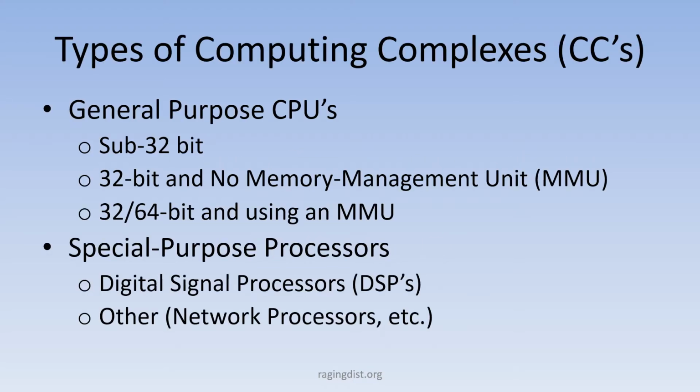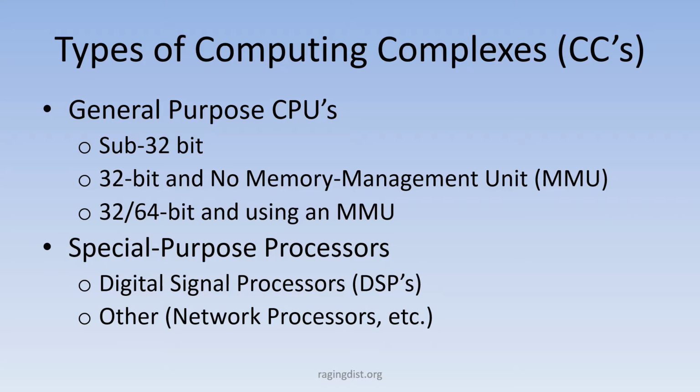So there are two categories I have for different computing complexes, and this excludes a lot of the computing complexes you can have: general purpose CPUs and special purpose processors. I'm going to divide the general purpose CPUs into three categories. Anything less than 32 bits, which is the 8 and 16. The 32 bits with no memory management unit, and I don't think there are 64 bits without memory management units. And then the 32 or 64 bits that use an MMU.